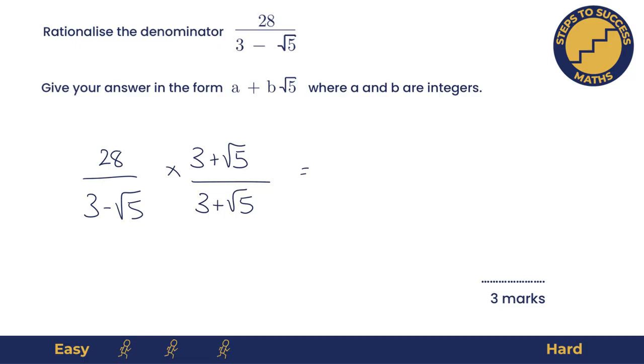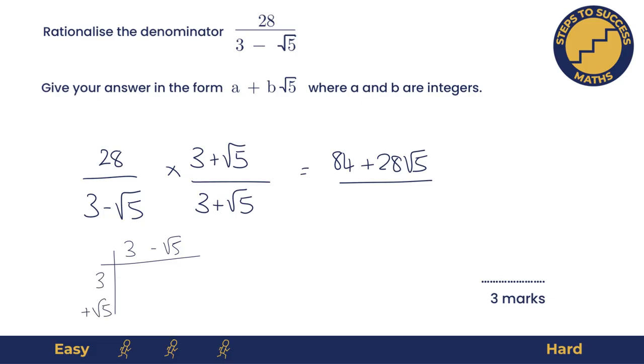So multiplying the top, we've got 28 times 3, which is 84, plus 28 root 5. And now we need to work out the bottom part of the fraction. So we've got 3 minus root 5 multiplied by 3 plus root 5. And you could do that in a table to see what happens, a multiplication grid.